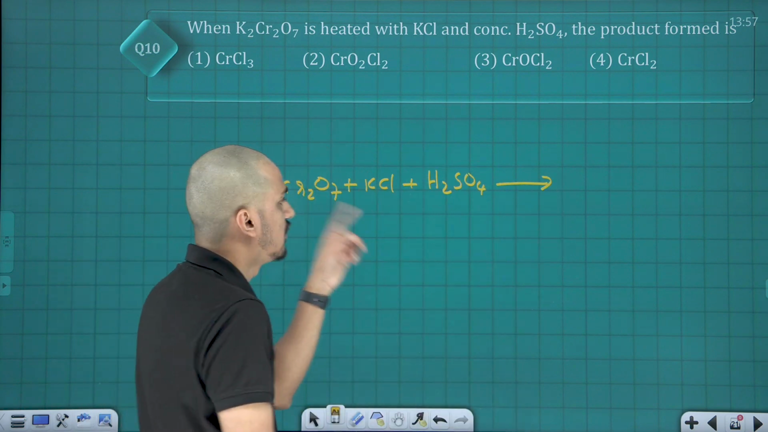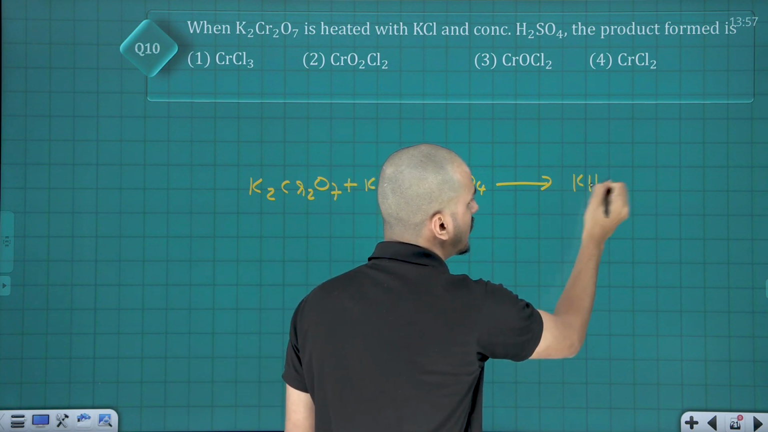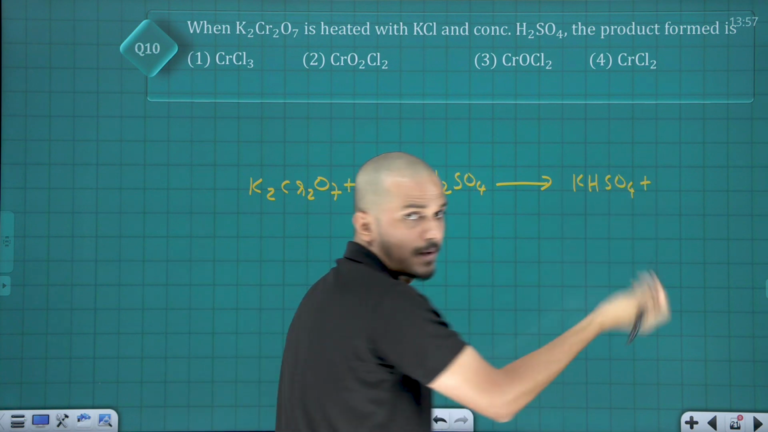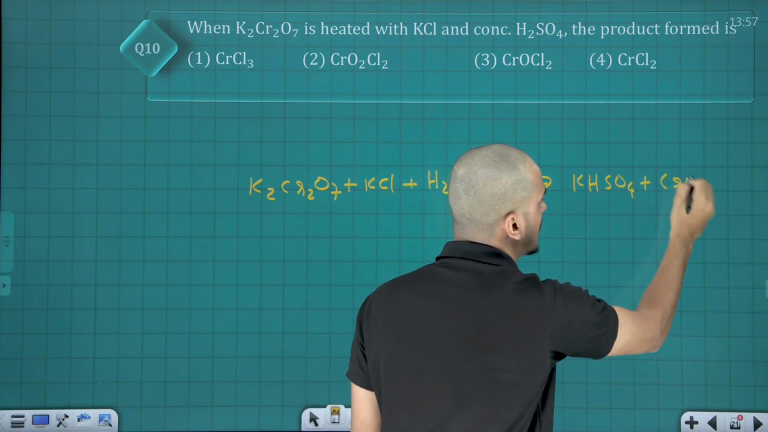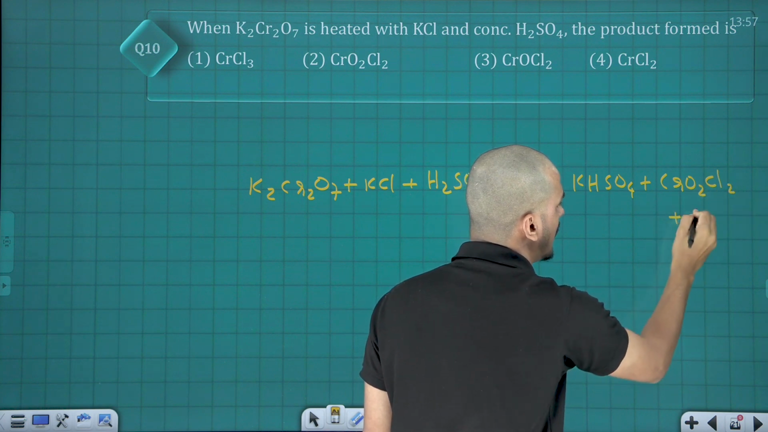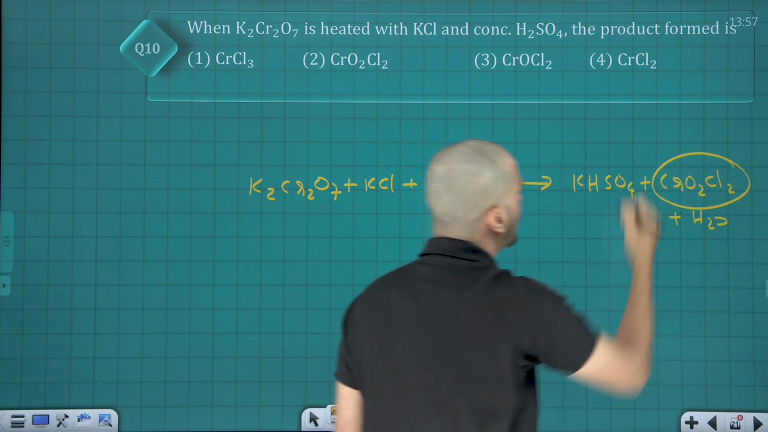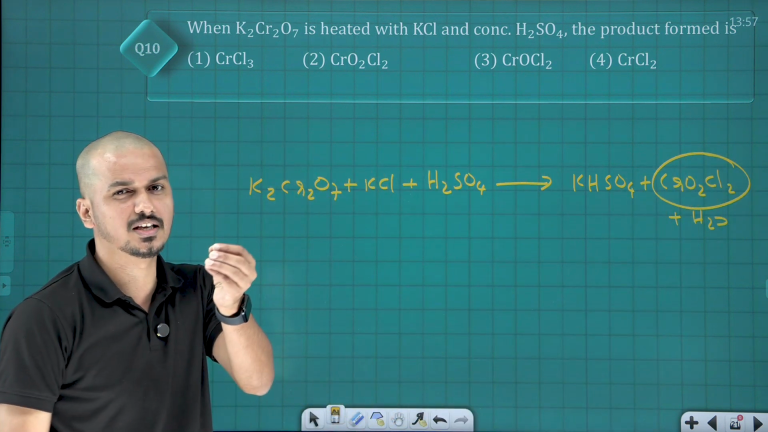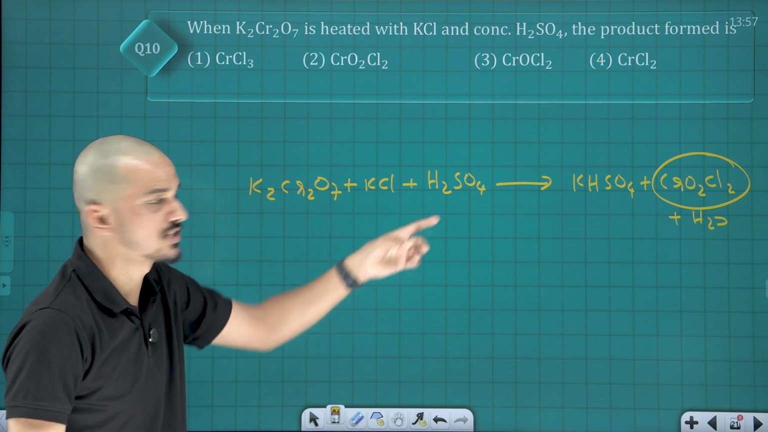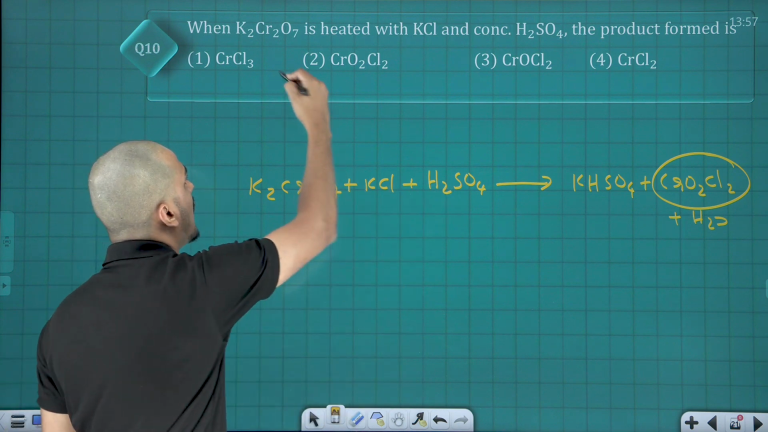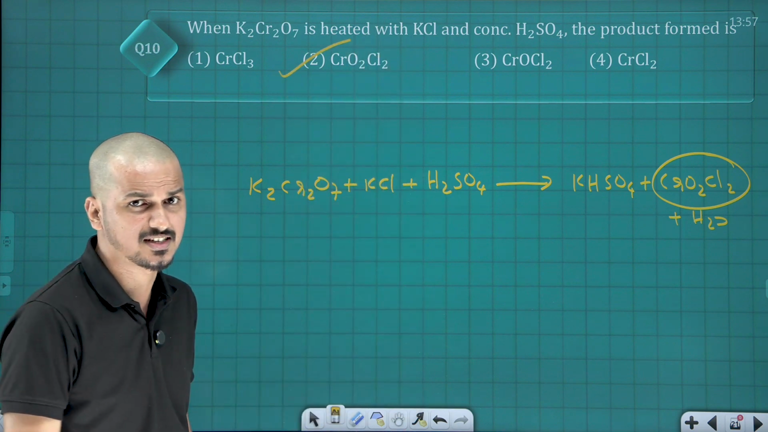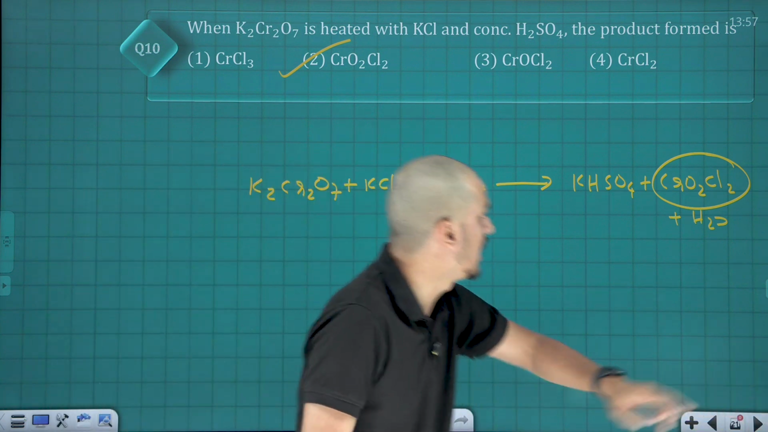That will produce KHSO4, potassium bisulfate, plus CrO2Cl2 plus H2O. This has a reddish orange vapor color. That's called chromyl chloride. So CrO2Cl2, option 2 is the correct answer. Okay, we can move to the next question.